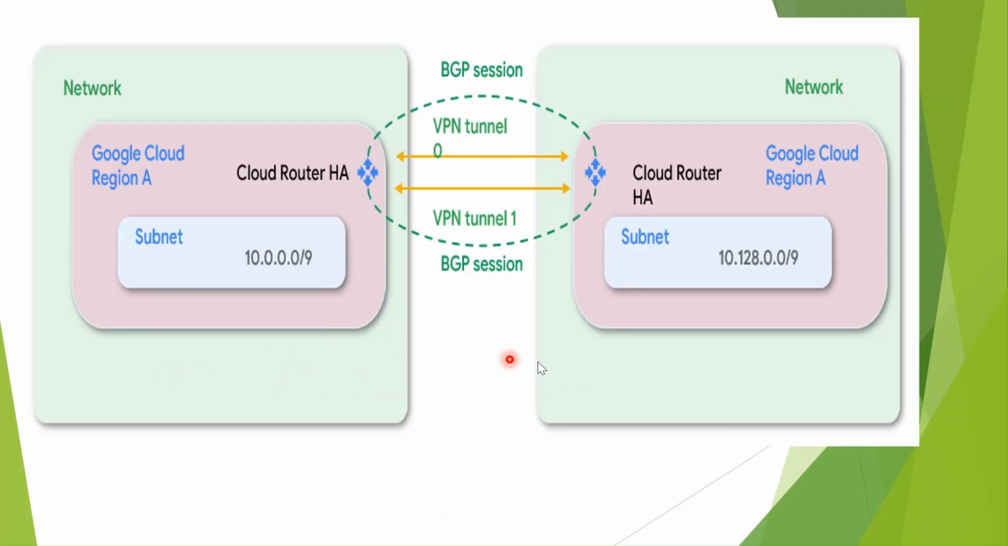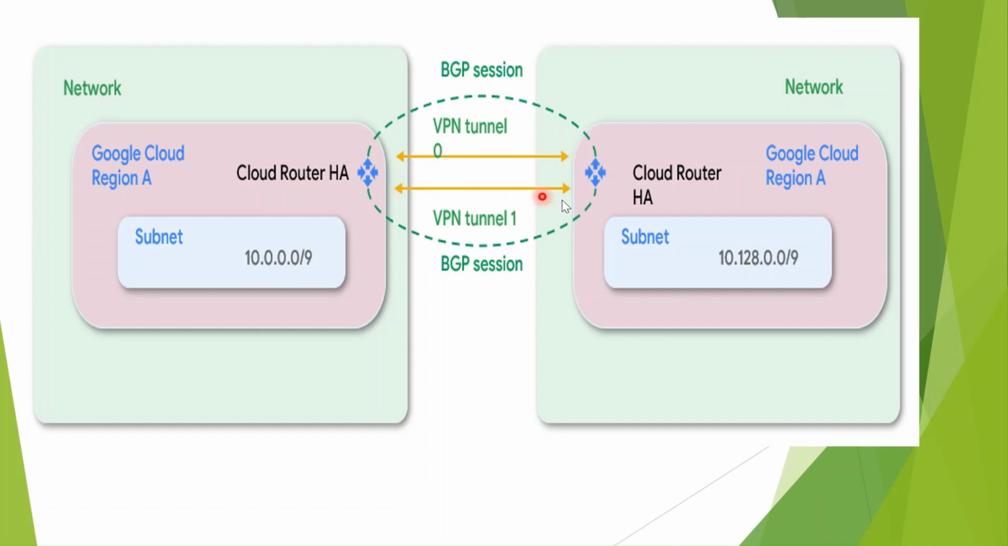In this diagram, we can see there are two networks. This one is Google Cloud Region A, and this one is also Google Cloud Region A. It can be on-prem also, or a different network like another cloud provider such as AWS or Azure. If you want to connect these two networks so that they can share traffic with each other, first of all you have to create a VPN tunnel, or you can use Interconnect also. That will also work, but in this example we are taking a VPN tunnel.